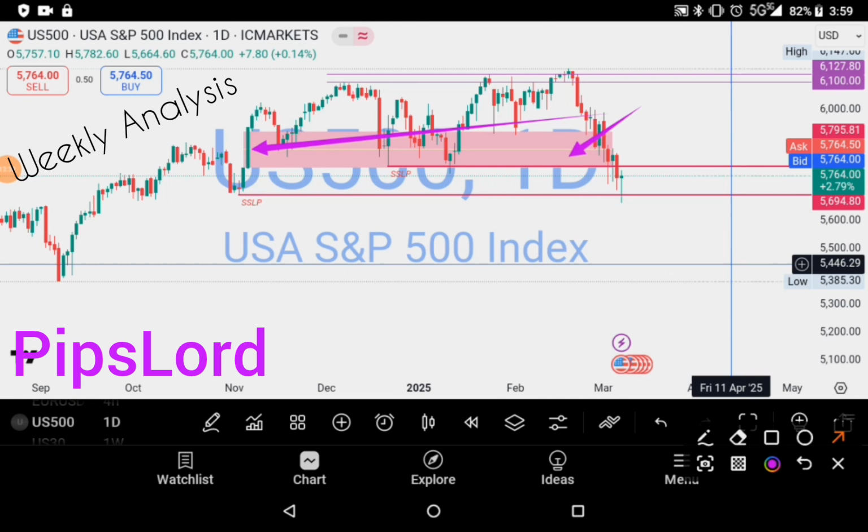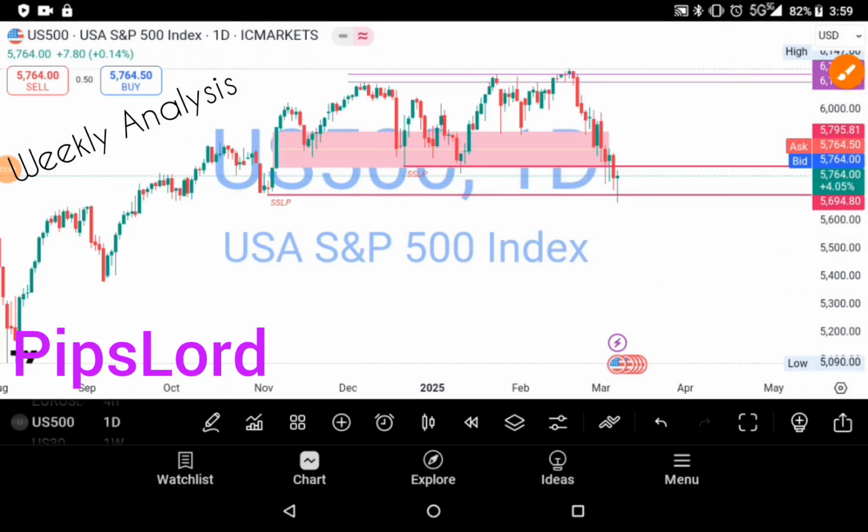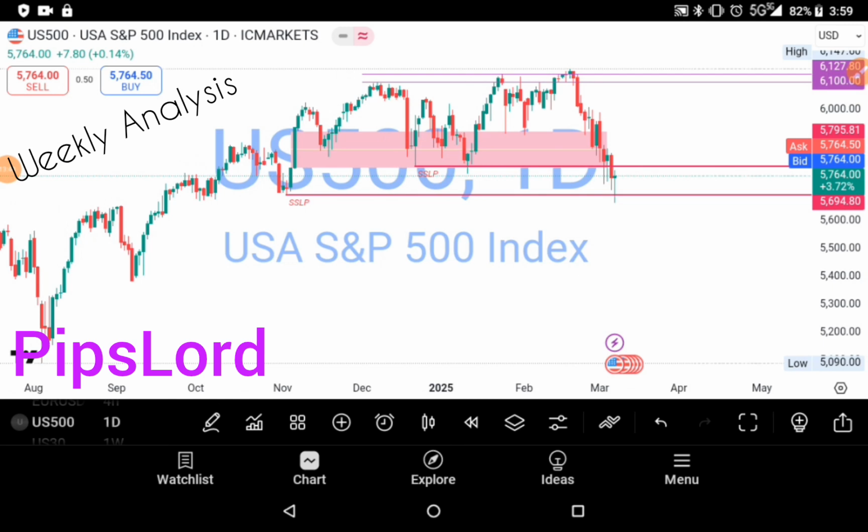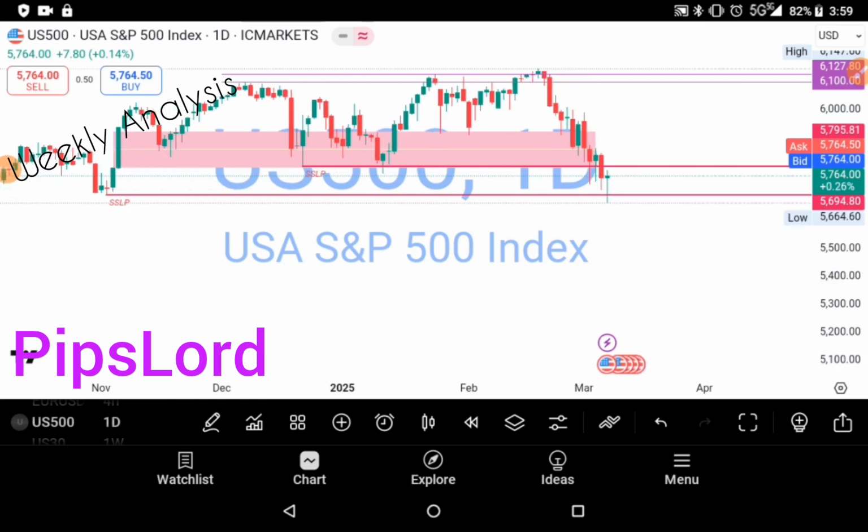If it happens to become a reclaimed BC, I'll be going for 6,000. But the moment it serves as an inversion fair value gap, then I'll be interested in what? 5,600 and 5,500. I think I'm clear enough.